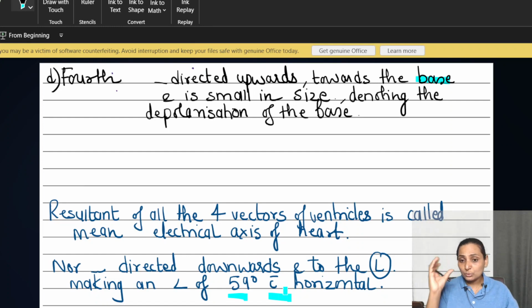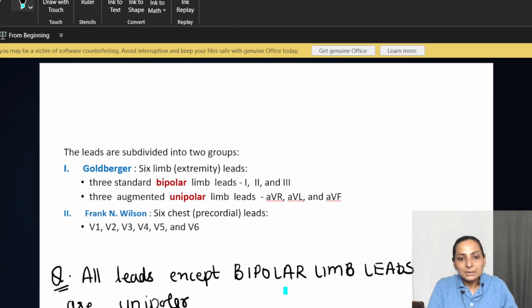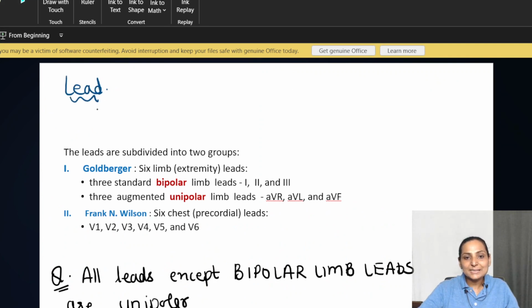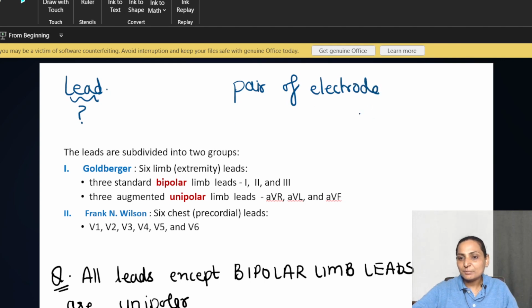Because how to deal with the axis, how to calculate the axis will be a step ahead after you understand the leads. Now, when we consider ECG, we always speak of leads. So what is a lead? The first thing which must be nicely understood is what a lead is. Remember, a lead is actually a pair of electrodes. Suppose these are two electrodes, 1 and 2, forming a lead.